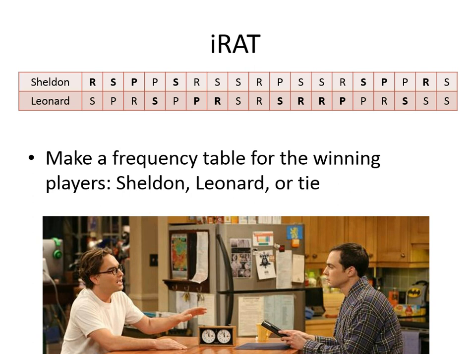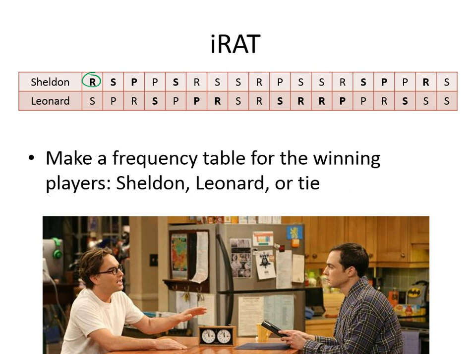And so we have the games written out here, and we want to make a frequency table for the players in this. So for Sheldon, Leonard, and then if they tie. So you're going to make a frequency table of how often each one occurs. If you don't know how to play rock, paper, scissors, or don't remember, basically rock crushes scissors, scissors cuts paper, paper covers rock. And so what we have here is whatever the bolded one is, that's the winner of the round. Just so it's easier for you to see, so you don't have to actually figure it out.